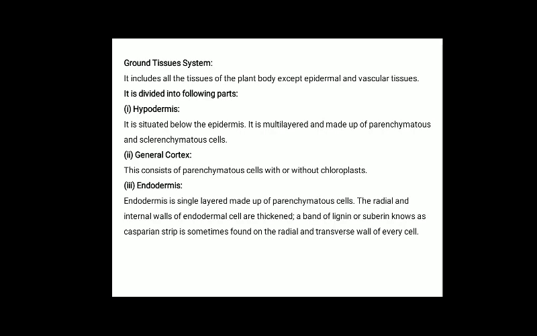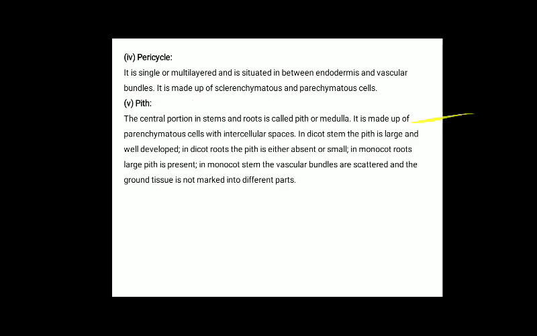The radial and inner walls of endodermal cells are thickened. A band of lignin or suberin known as Casparian strips is sometimes found in the radial or transverse wall of every cell. Then we have pericycle. It is single or multi-layered and is situated in between endodermis and vascular bundle. It is made up of sclerenchymatous and parenchymatous cells. Then pith. The central portion in stems and roots is called pith or medulla. It is made up of parenchymatous cells with intercellular spaces.